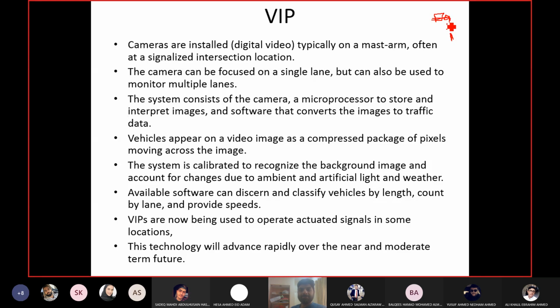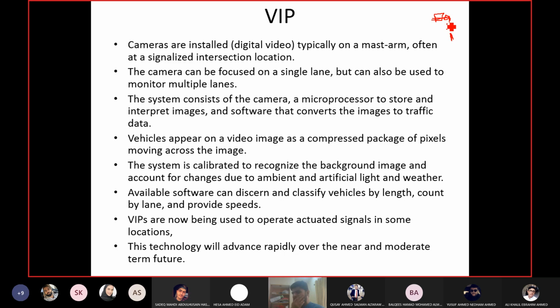You can play with the focus of the camera with regards to how many lanes you want to capture. So if I want to just collect the data from one lane, I can zoom in on one lane. Okay. This type of technology has three components: a camera, which is capturing the image; a microprocessor with the camera, which is storing and interpreting the image.